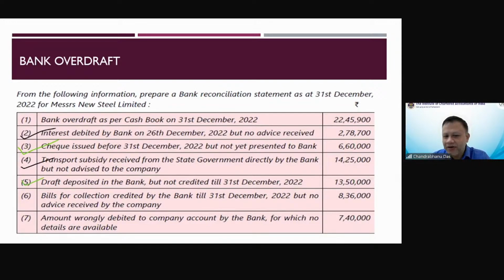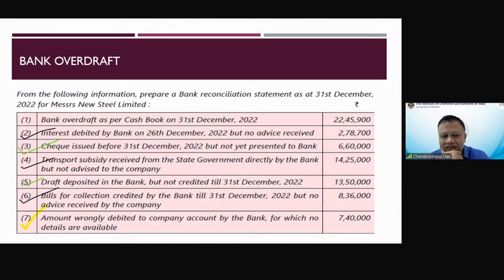Draft deposited in the bank but not credited till 31st December. This is the cashier information. Somebody was asking about bills. Bills for collection credited by bank till 31st December, but no advice received by the company, is 8,36,000. That means the company didn't receive the advice. So this is the bank advice which the company should get. So it is the information known to the bank.